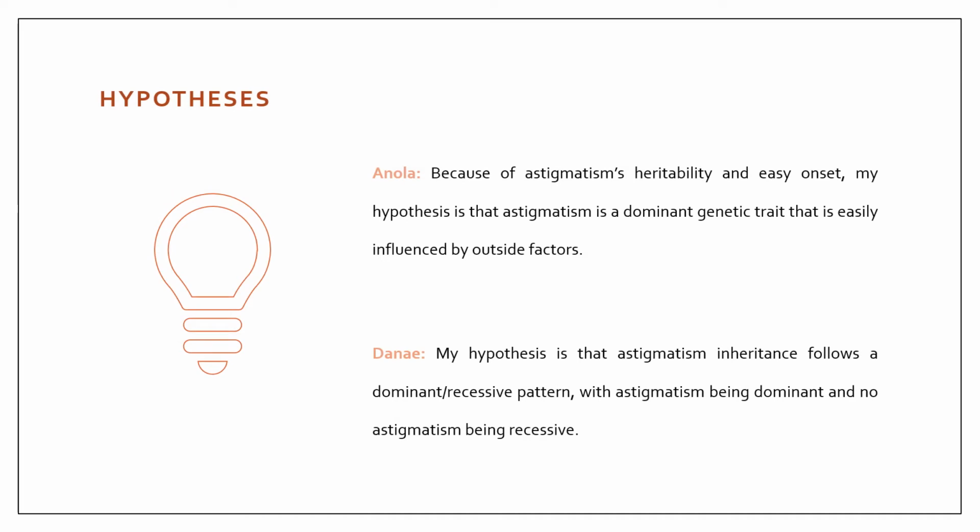Thanks to our research and observations of our personal family pedigrees, Danae and I were able to come up with a hypothesis about astigmatism. I believe that, because of astigmatism's common nature and heritability, astigmatism is a dominant trait easily influenced by external factors. Likewise, Danae hypothesized that astigmatism followed a dominant and recessive pattern, and having astigmatism was actually a dominant trait.